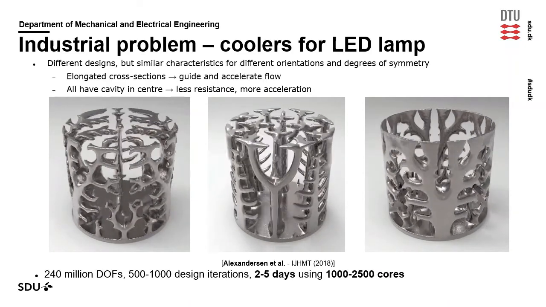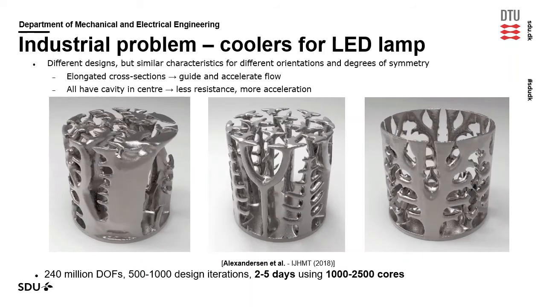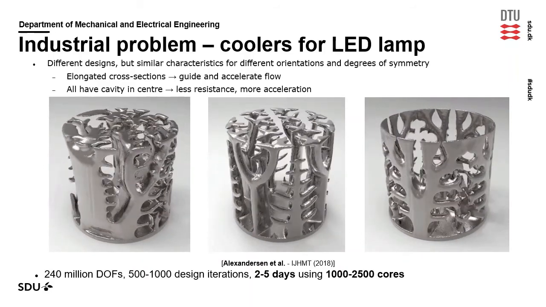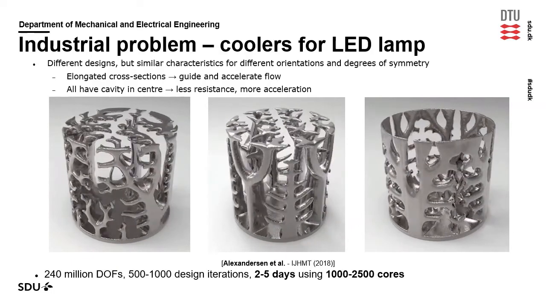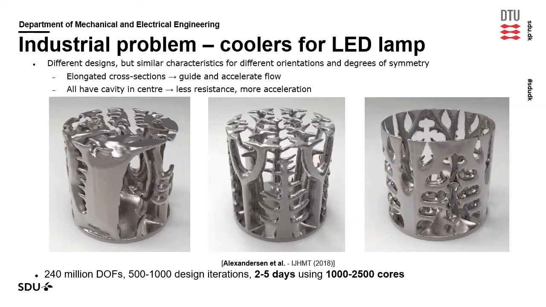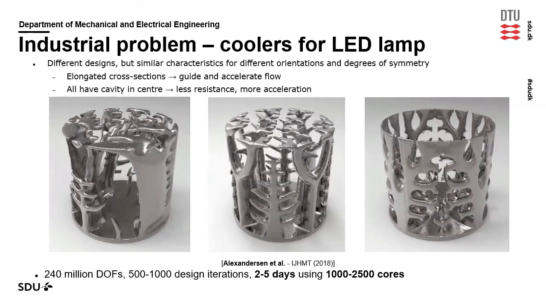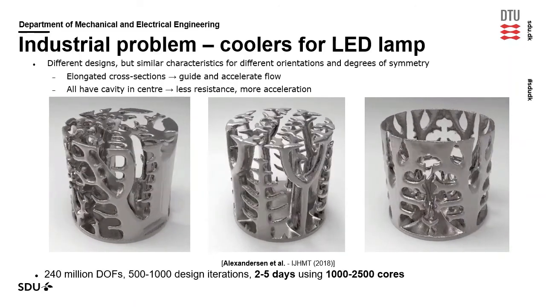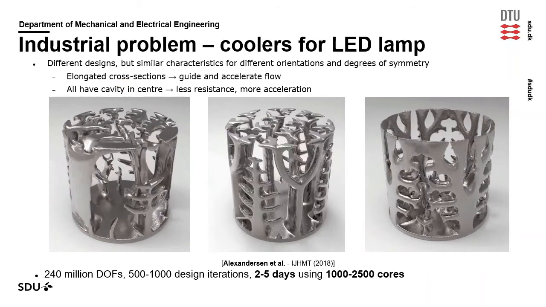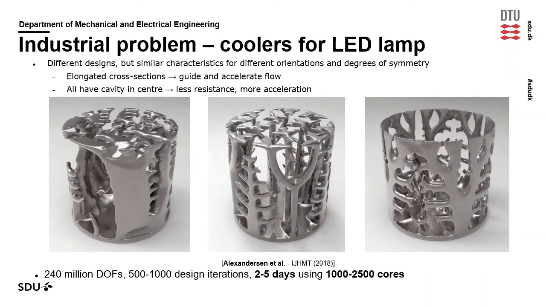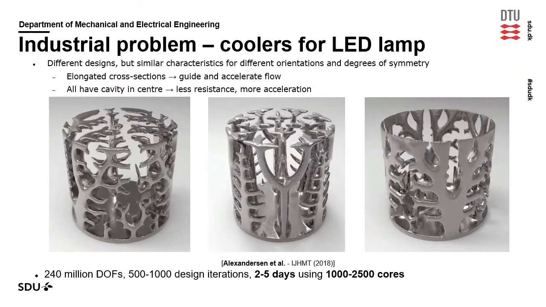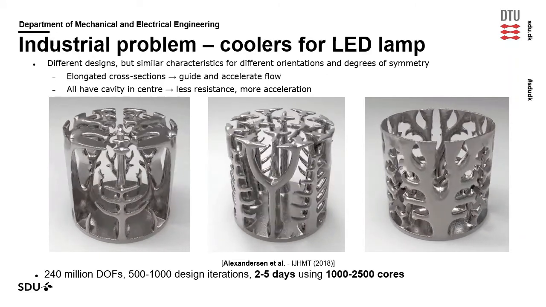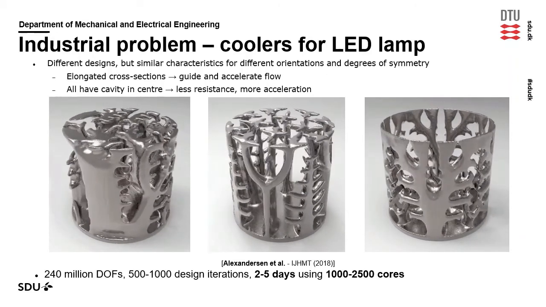So here we see 3 optimized designs that we came up with using our large-scale topology optimization framework. They are different designs for different orientations and degrees of symmetry. I won't go into details here, but common to them all, we see that we have these elongated cross sections and they all have a cavity in the center.